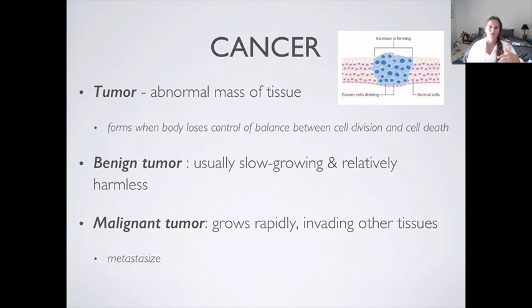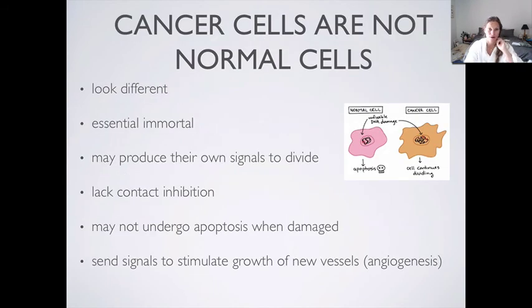The term for the spread of an abnormally dividing cell to other tissues is called metastasis. So when a tumor metastasizes, it sends that abnormal cell to a new place, and it starts dividing like crazy there. So it's a little bit tricky with cancer because cancer cells are not normal cells, but they don't necessarily look abnormal to our immune system, right?